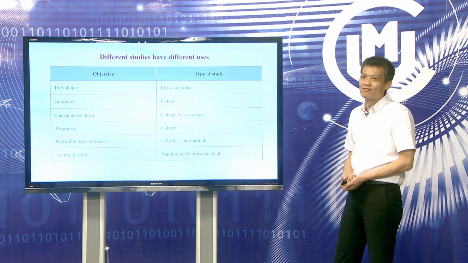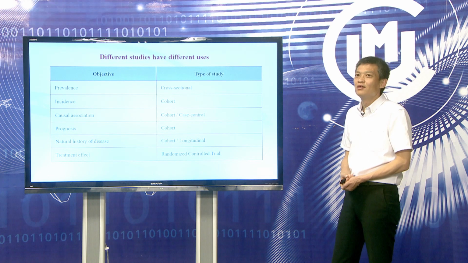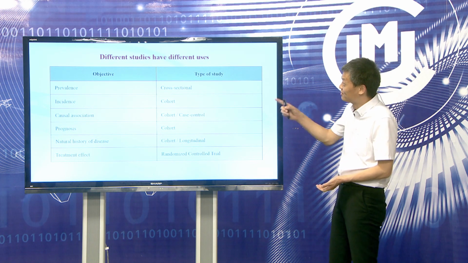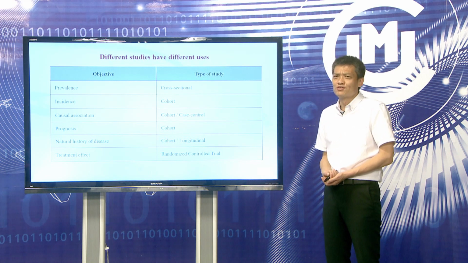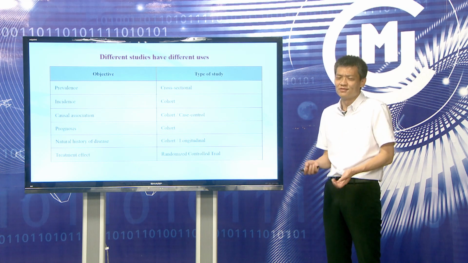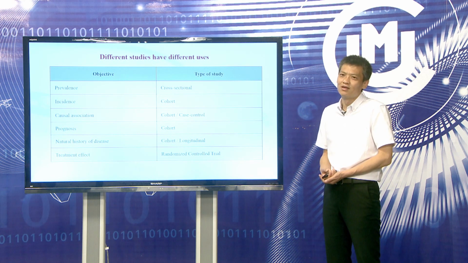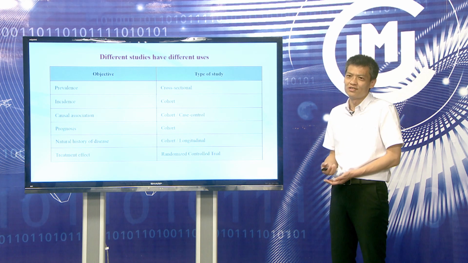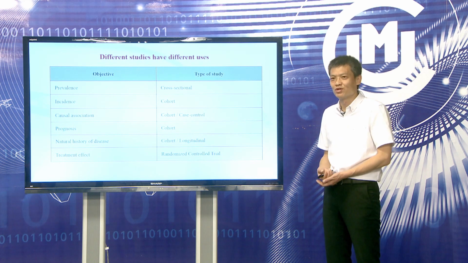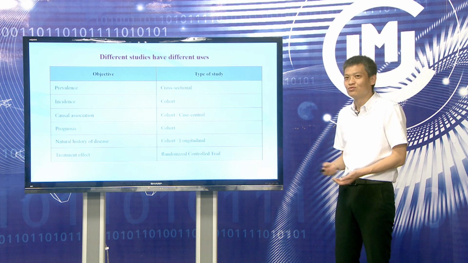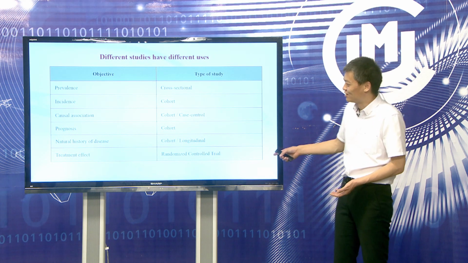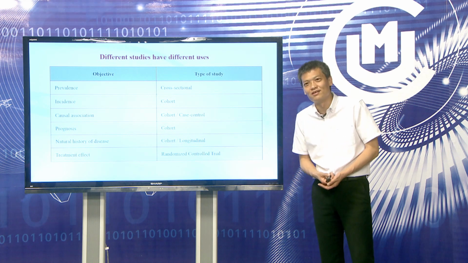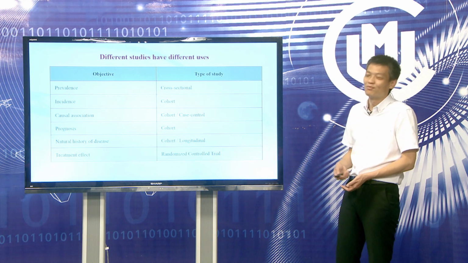Different studies have different uses. If you want to get the prevalence, you have to use a cross-sectional study. If you want to confirm the cause-to-effect relationship, a cohort study or longitudinal study will be recommended. If you want to test the treatment effect, the randomized controlled trial is the gold standard to be recommended.